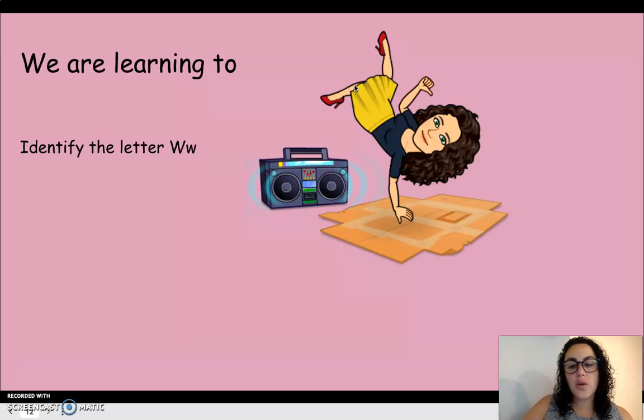And that's all we're going to do today. You can now identify the letter W. You know the sound that it represents is W. And you're going to be able to find it in books. It's going to help you sound out words.